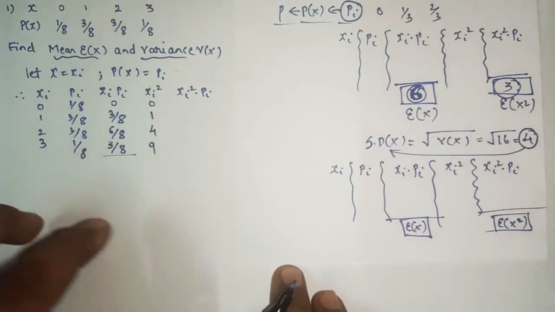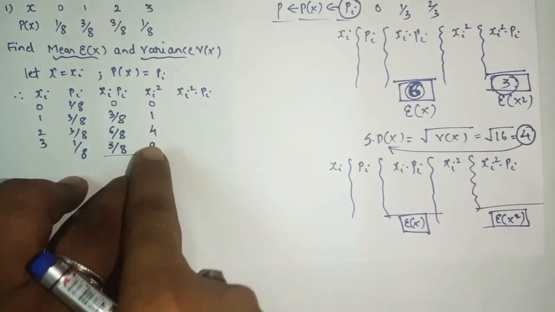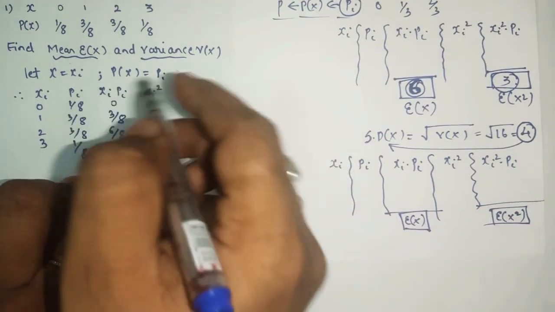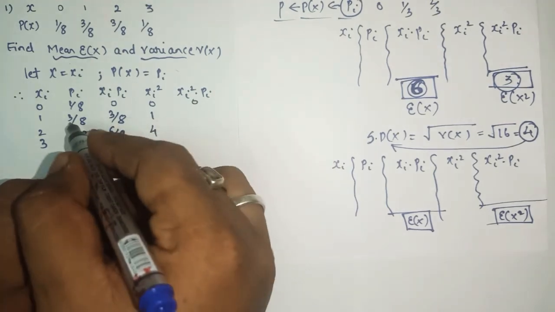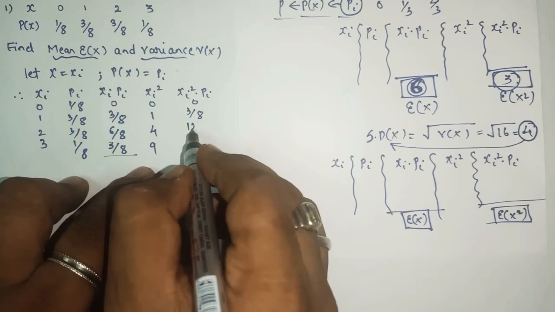Now we have to find the last column. That means you simply have to multiply this column and this column. So 0 into 1 by 8 is 0, 1 into 3 by 8 is 3 by 8, 3 by 8 into 4 is 12 by 8.